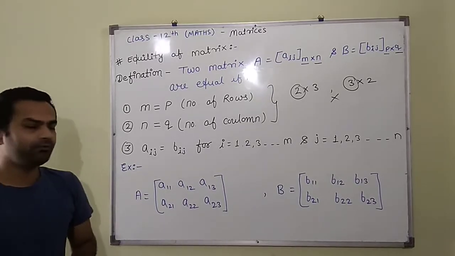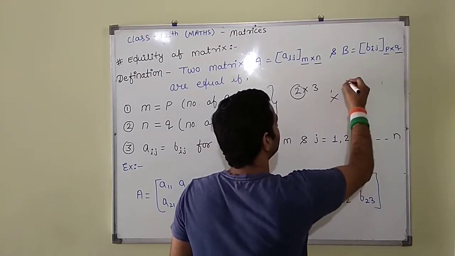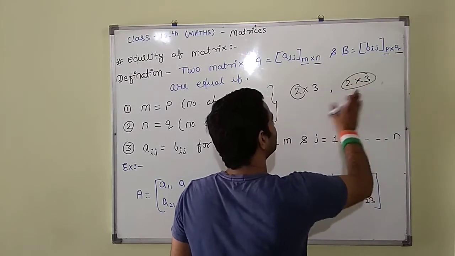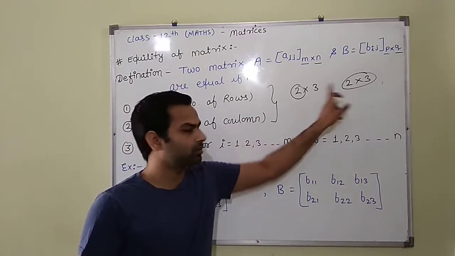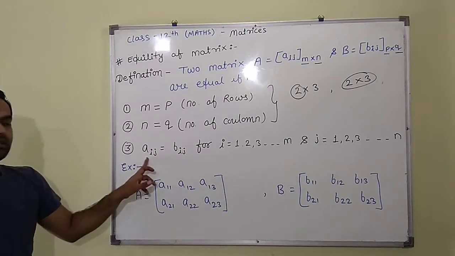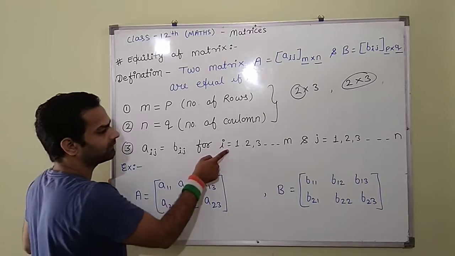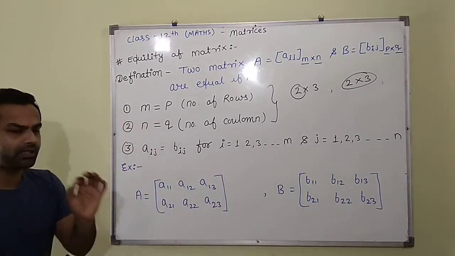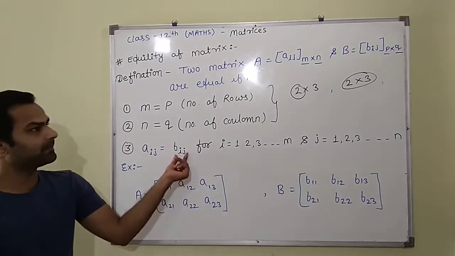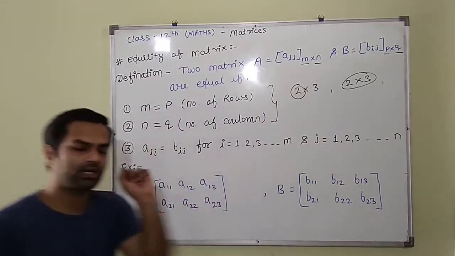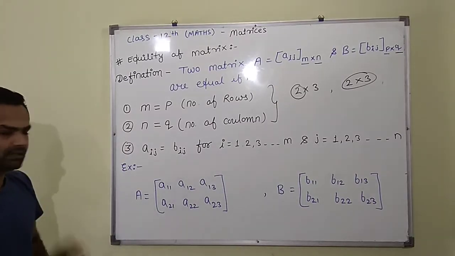Okay, now if both these two conditions are satisfied, for example, if we have two matrices of 2 cross 3 and 2 cross 3, in this case the first two conditions are satisfied: 2 is equal to 2, 3 is equal to 3. Now we go for the third condition: aij is equal to bij for all values of i and j. What does it mean? aij represents the elements in matrix A and bij represents the elements in matrix B. So if the corresponding elements are equal, then only can we say that the matrices are equal.